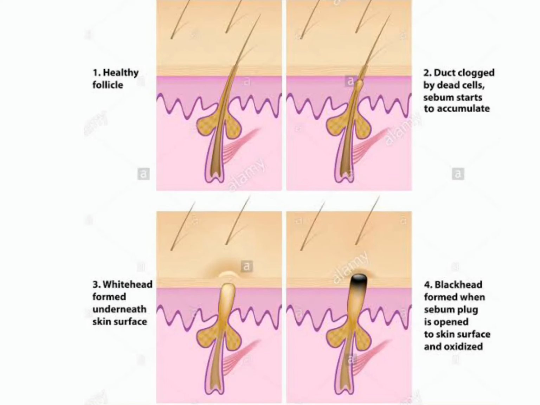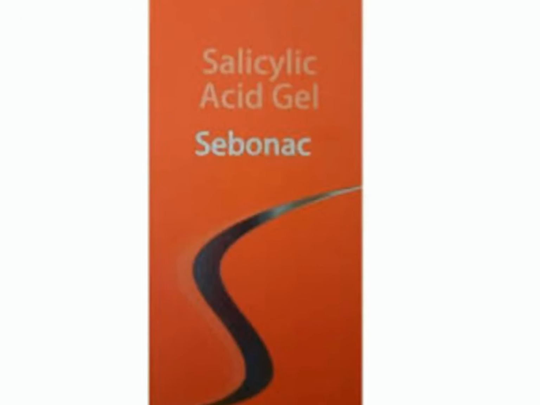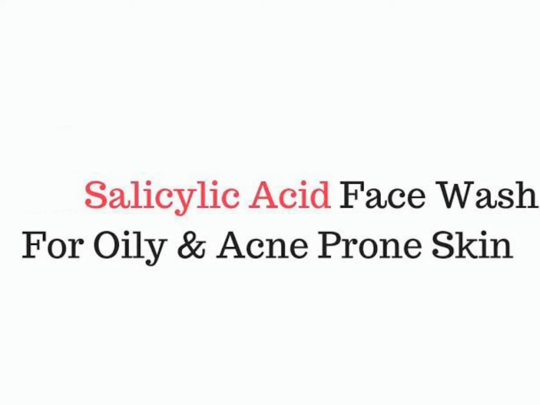Whiteheads, on the other hand, are formed when the pore gets clogged by sebum and dead skin cells. But here the top of the pore is closed and it looks like a small bump protruding from the skin. Blackheads and whiteheads are the mildest form of acne, and they can be removed by the use of salicylic acid. Salicylic acid based moisturizers, toners and cleansers are the best to remove or get rid of these blackheads and whiteheads.